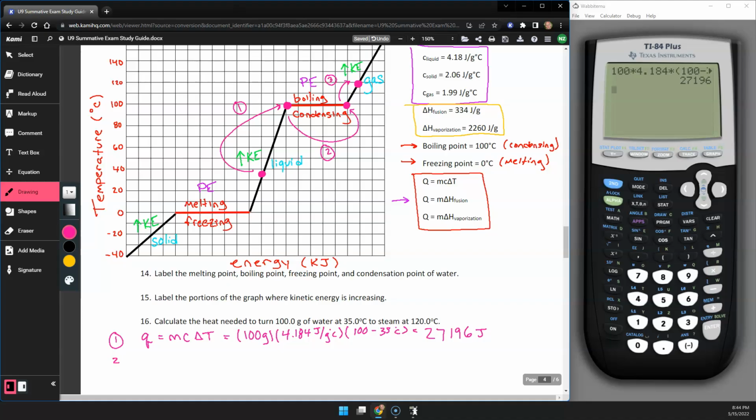Okay, our second calculation is that phase change. Q equals, we're going from liquid to gas, so we're going to use the mass times that delta H value for fusion. Nope, not fusion. Gas. So vaporization.